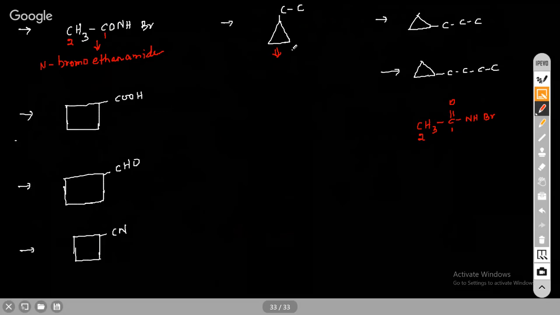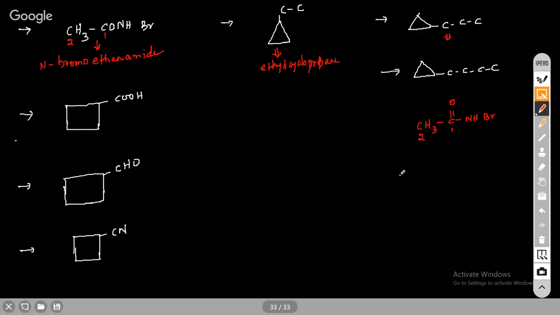Ethyl cyclopropane, correct. This one is methyl ethyl. So it is ethyl cyclopropane. What about this one? One ethyl cyclopropane is also correct. See, cyclopropyl ethane we cannot write. It is ethyl cyclopropane. Why?